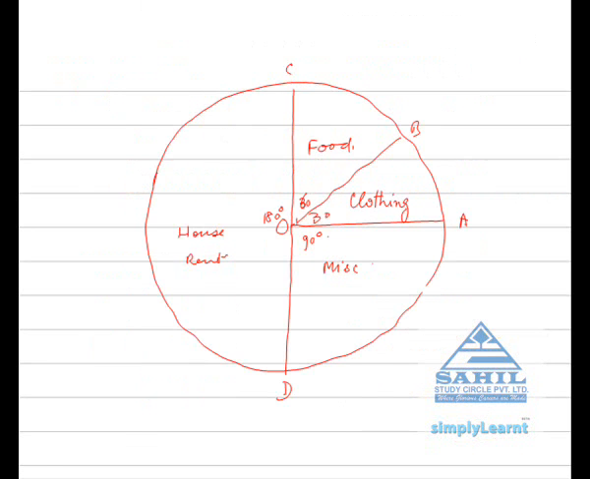The whole data in the form of sectors can be represented by drawing a circle. First of all, we draw any radius like OA, then mark the corresponding angles for each item. For example, for clothing 30 degrees, for food 60 degrees, for house rent 180 degrees, and for miscellaneous 90 degrees, which makes a complete cycle of the angles.